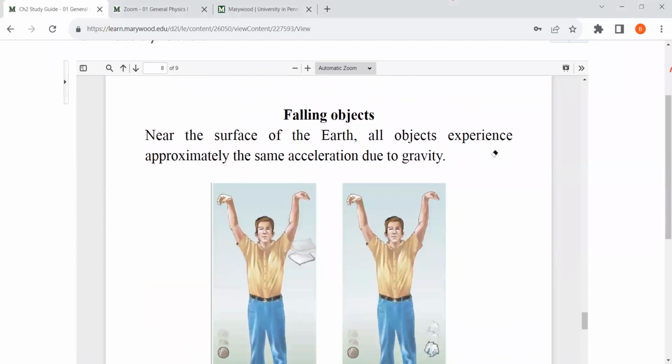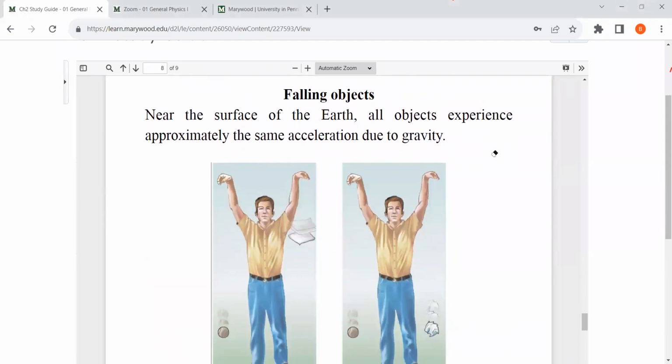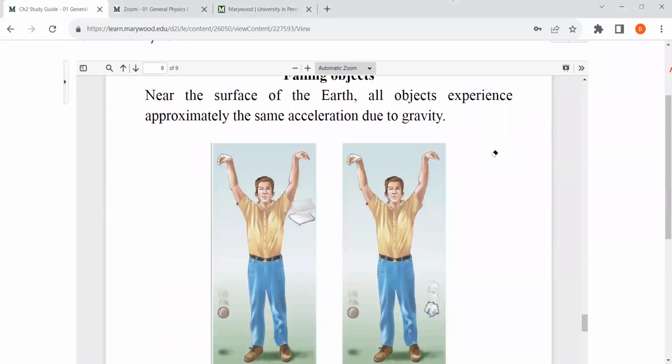The next topic is the falling object. As you know, when you drop something, it goes downward. Why does it go downward? Because earth pulls everything downward. Now let's say we drop two things together, a tennis ball and a piece of paper. From our common sense, we know that the tennis ball will hit the ground first, and then the paper.